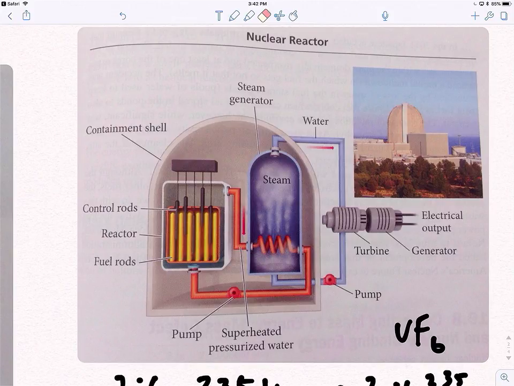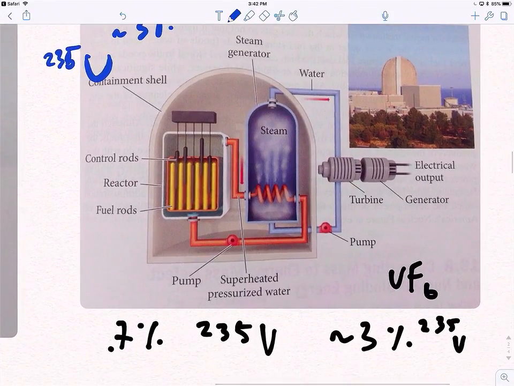But that's a commercial nuclear power plant, and what we do is we enrich our uranium to about 3%, meaning uranium-235. How do you enrich it?